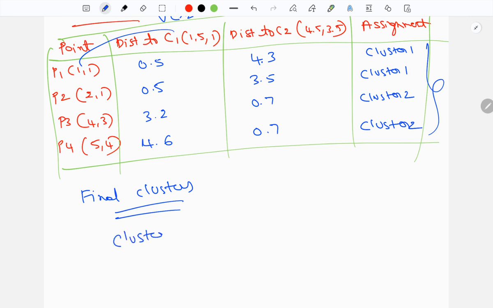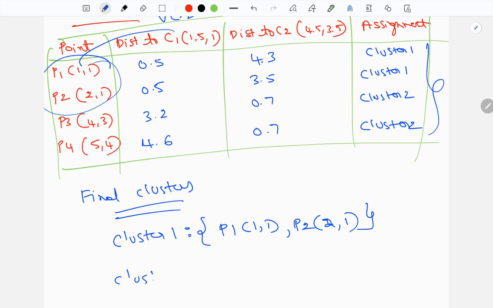So what is the final cluster that we have to write? So cluster 1. What all things are there in cluster 1? Two data points, that is p1, 1 comma 1, then I have p2, which is 2 comma 1. These two data points belong to cluster 1. And which two data points belong to cluster 2? These two data points belong to cluster 2, that is 4 comma 3, and you have 5 comma 4.